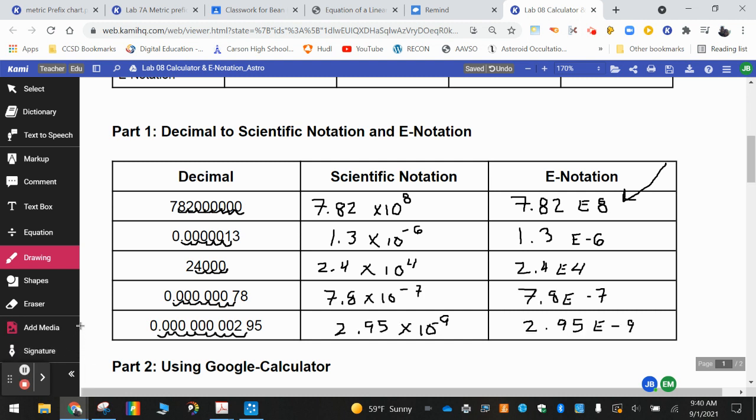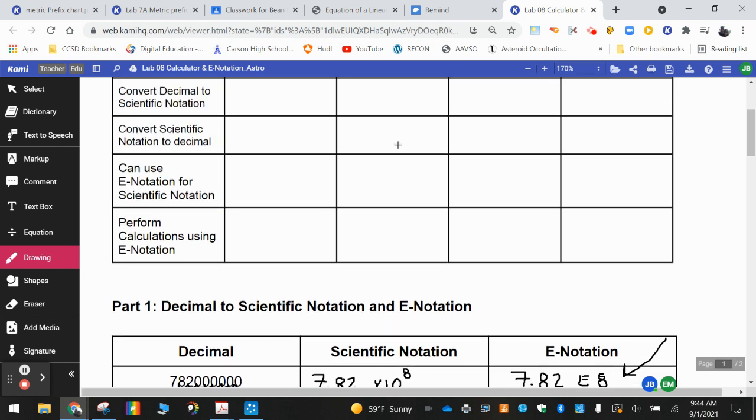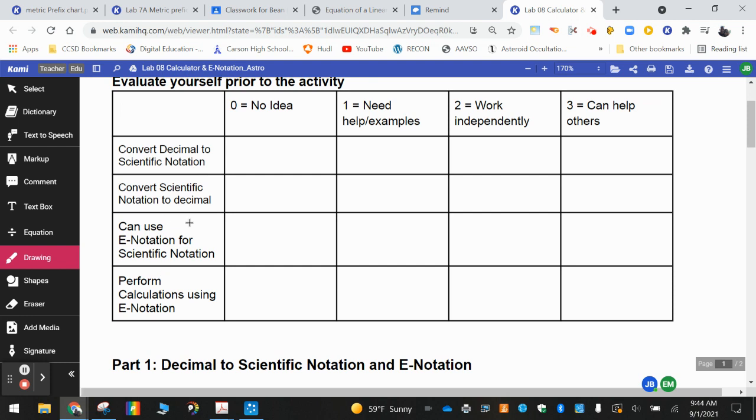Okay. All right. So class, here are the last two assignments here. 7.8E minus 7, 2.95E minus 9. All right. Let me hit pause and we'll start the next section. All right, class. So we completed, we went from decimal to scientific notation and E notation. Okay. So up here, hopefully we're able to go from ones to twos and threes now.